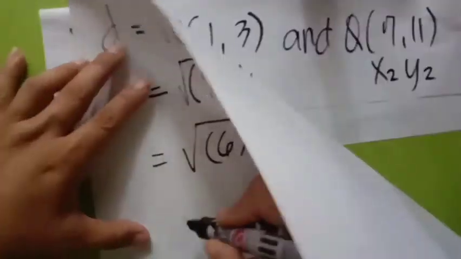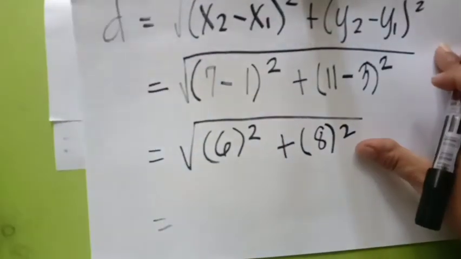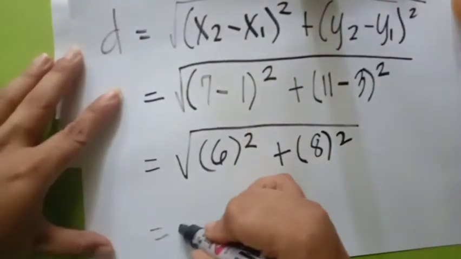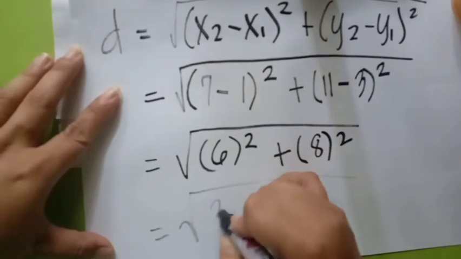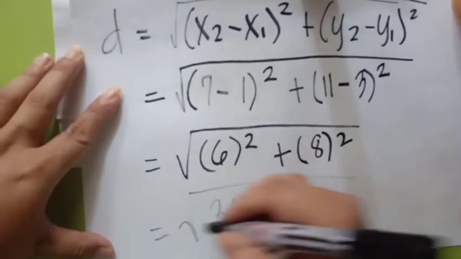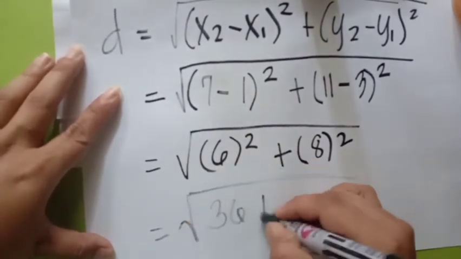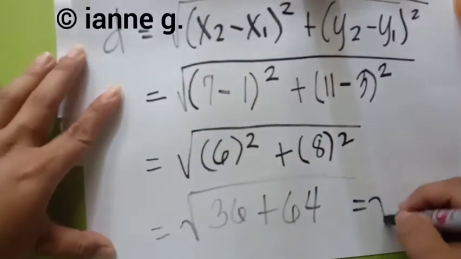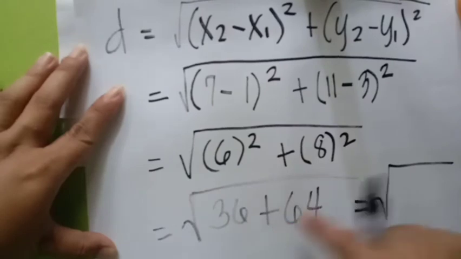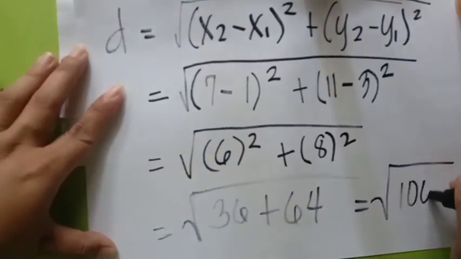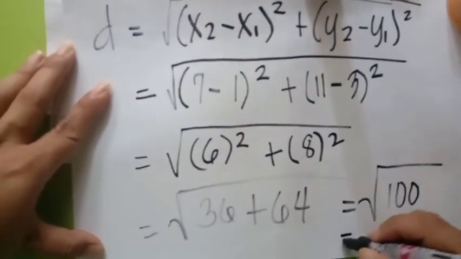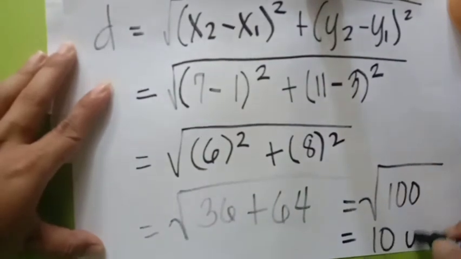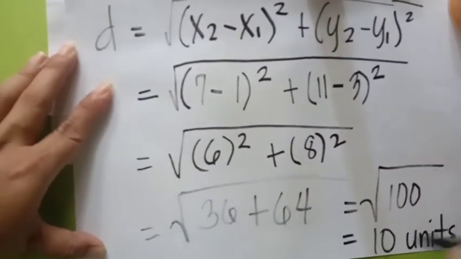Then, simplify natin siya. Equals to 6 squared is 36. Plus 8 squared is 64. Equals the square root of 36 plus 64 is 100. And what is the square root of 100? 10. So, the answer is 10 units.